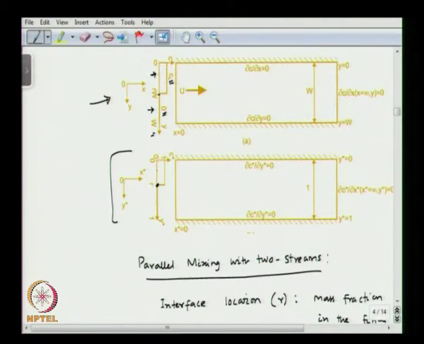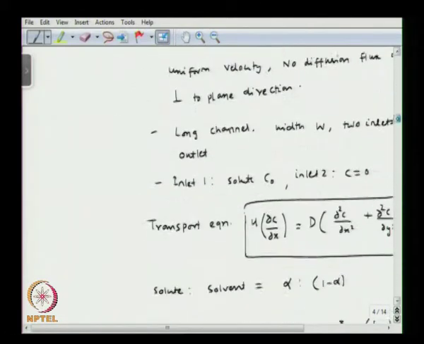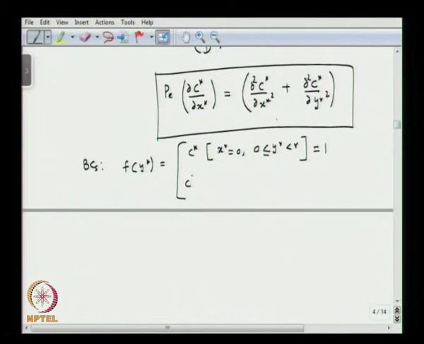So y star between 0 to r, the concentration is going to be C star equal to 1, and if y star is between r to 1, then the concentration will be 0, okay. So it will be C star if x star is 0 and, sorry, in this case r less than y star less than 1, that will be equal to 0, okay. So these are the concentration boundary conditions.